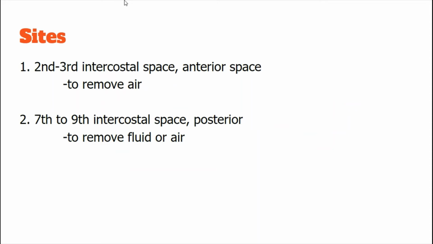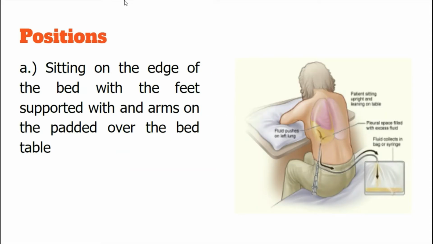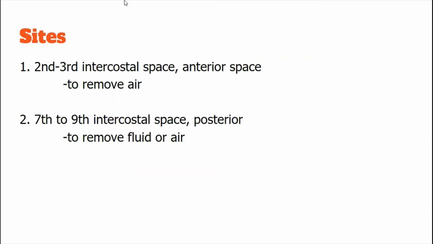Now let's talk about the positions and the sites for thoracentesis. For the sites, first we have the second to third intercostal space, anterior. This is to remove air. This is not the best choice because the incision is very visible, with the potential for leaving an unsightly scar. The intercostal space is narrow at this site and it requires penetrating the pectoralis muscle.